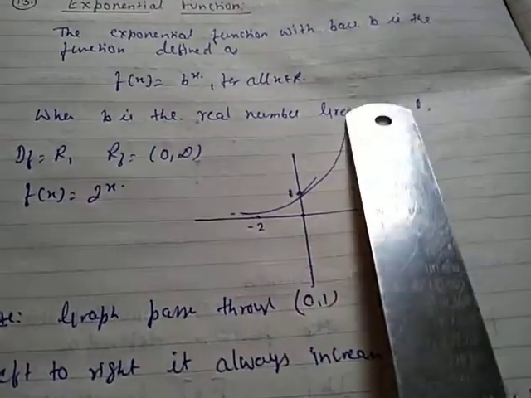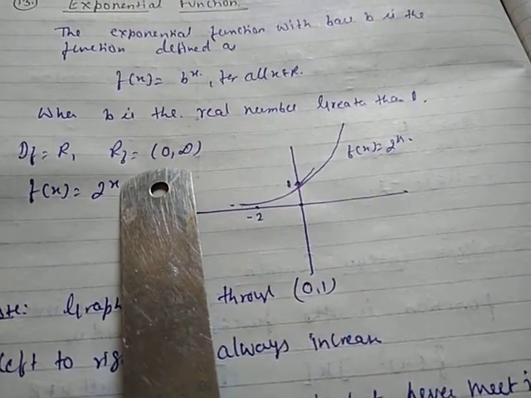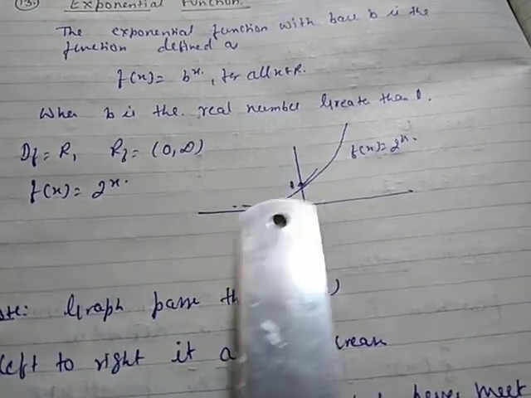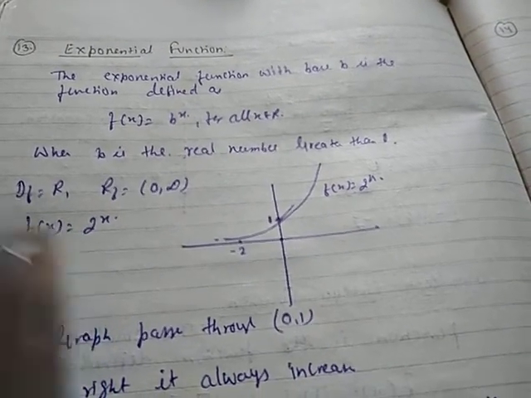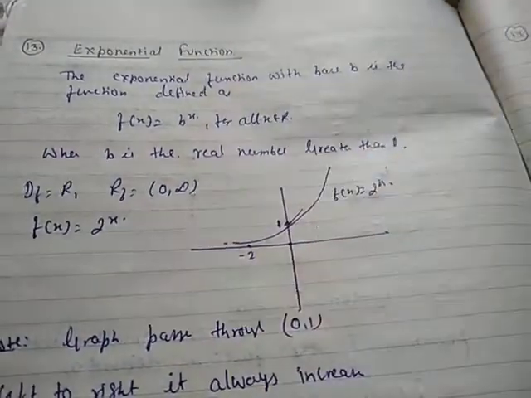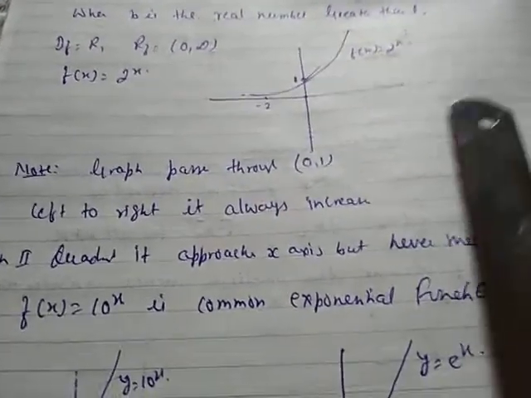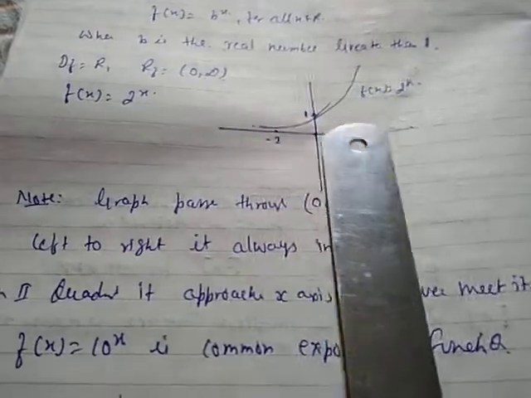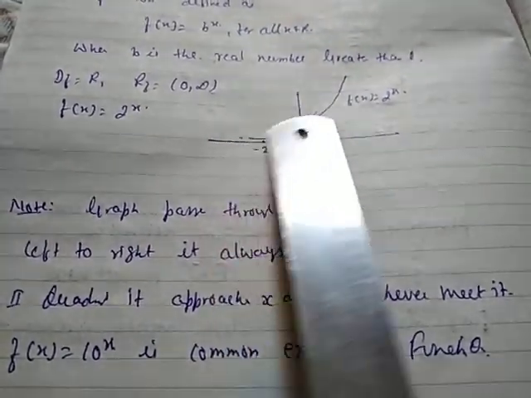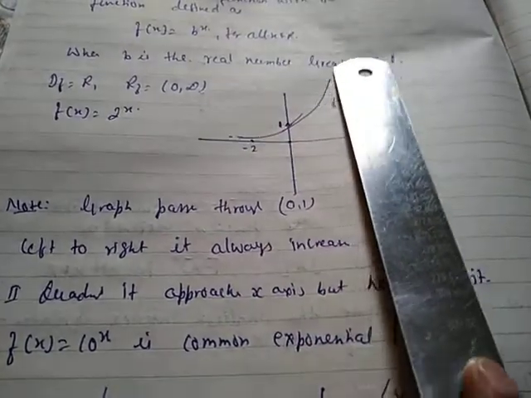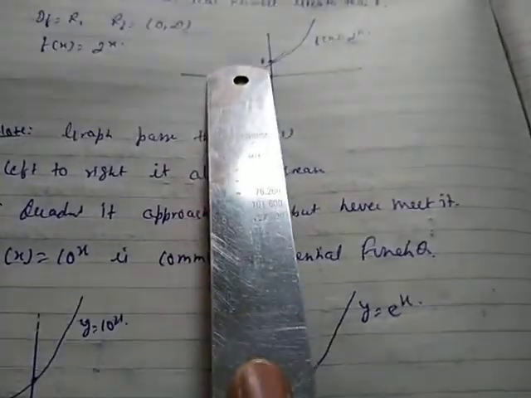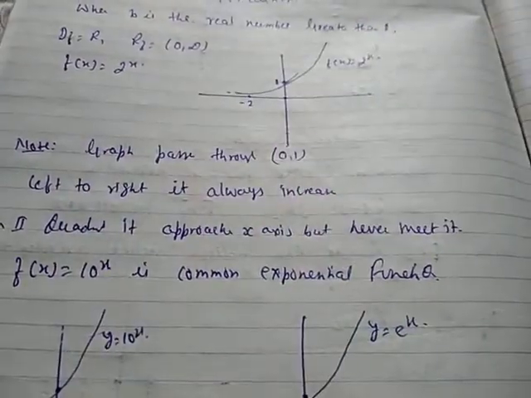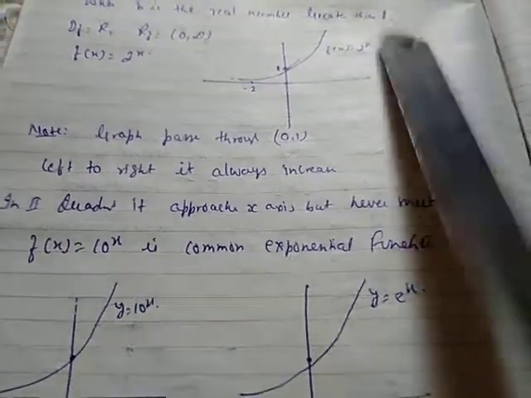When you draw this graph, when x is equal to 0, 2 to the power 0 is 1, that is, y is equal to 1. But y is never equal to 0. So this is your graph of the exponential function. Note the graph passes through (0, 1). Left to right it is always increasing. Just see here, it is always an increasing function. In the second quadrant it approaches the x-axis, but never meets it because y is never equal to 0.